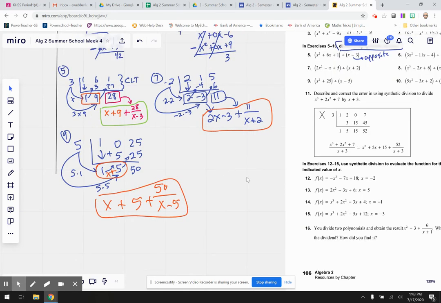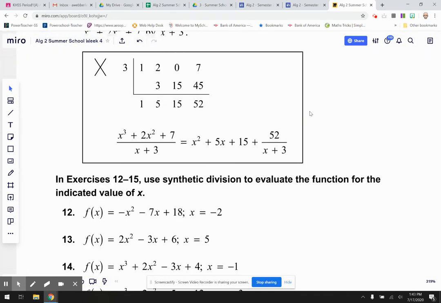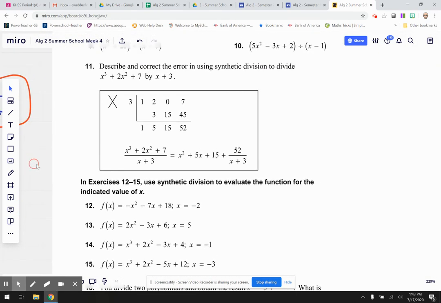All right, let's see number 11. We could actually do that on the worksheet itself because they made a mistake somewhere. So let's see if we can figure out their mistake. 3 times 1 is 3, and you add them and you get 5, so that checks. 3 times 5 is 15. Add those, you get 15. Good. And 3 times 15 is 45. You add them and get 52. So their answer is x squared plus 5x plus 15 plus 52 over x plus 3.